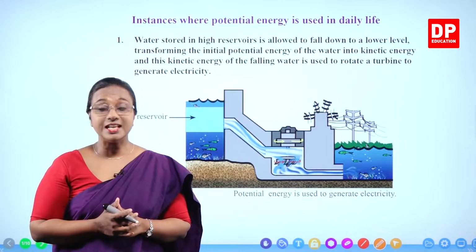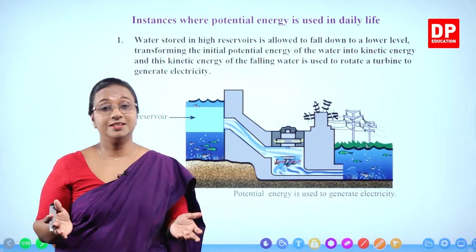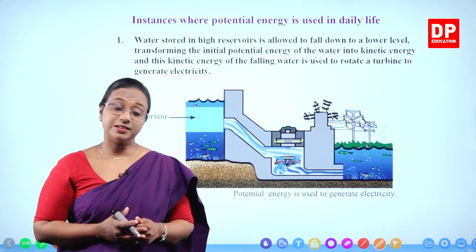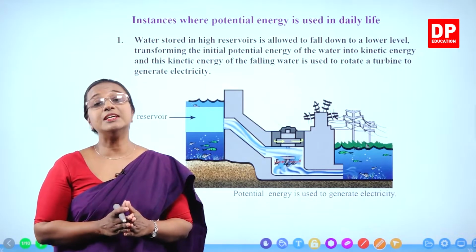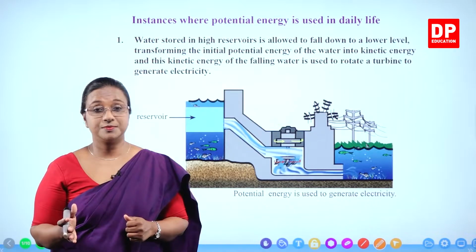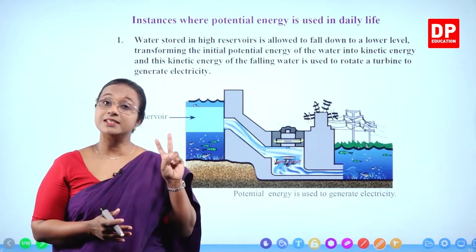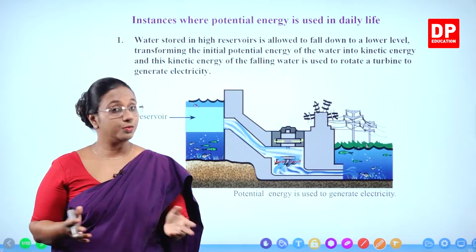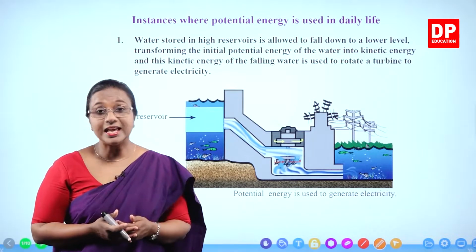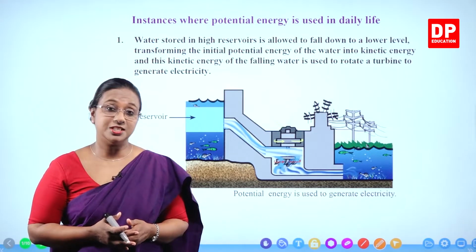Thereafter we discussed energy. What is energy? The ability to do work. That is also given the standard unit joules. And under energy we discussed two types of energy. You all know them. Kinetic energy and potential energy.